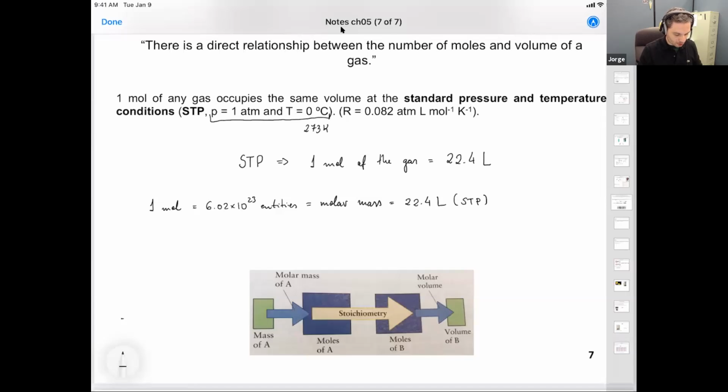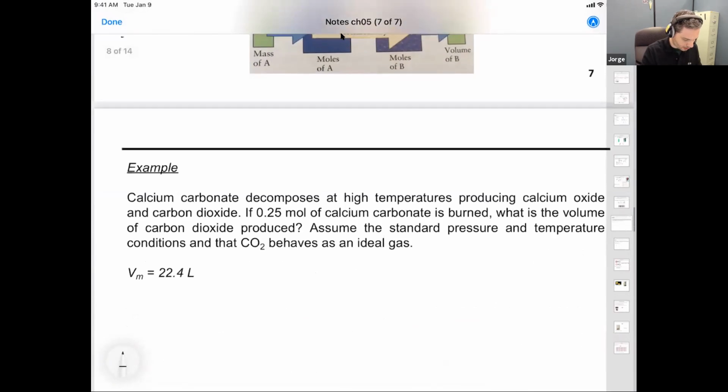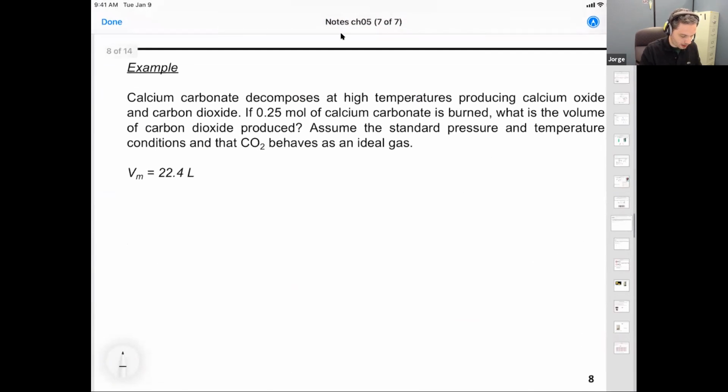Okay, so from this point on, we are going to start investigating a little more gases produced in chemical reactions, and we will have to start introducing stoichiometry problems. So let's see how that works in the first example.